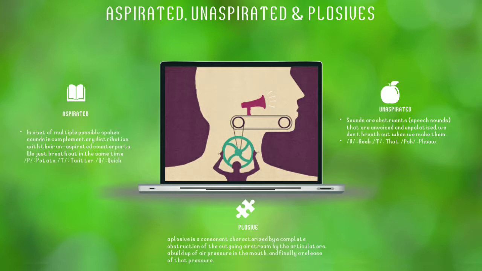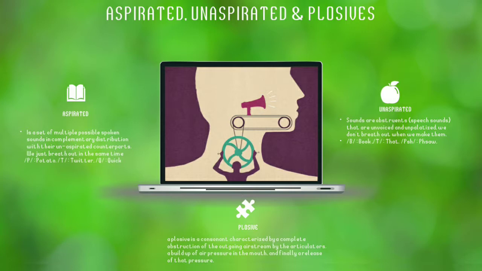Okay, the next is unaspirated consonant. Sounds are obstruents or speech sounds that are unvoiced and unpalatalized. The difference from aspirated is that when you put your hand in front of your mouth and speak, in any language, you won't feel air puffing out from your mouth. We don't breathe out at the same time. For example, book, that, pesha.